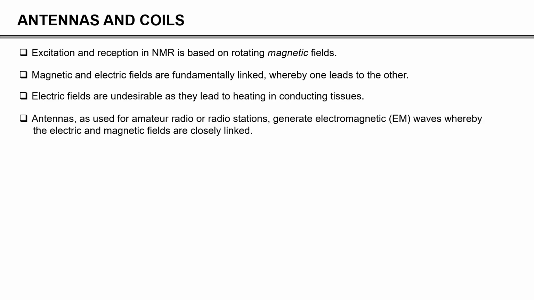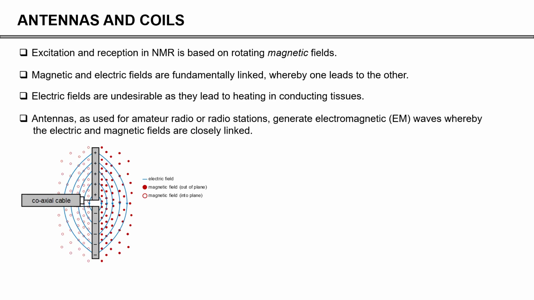Now let's look at an antenna, which you can use for amateur radio or radio stations. Those antennas generate electromagnetic waves. In these waves, the electric and the magnetic field components are closely linked. So here's one of those antennas. The electric field lines are in blue, the magnetic field lines are in red.